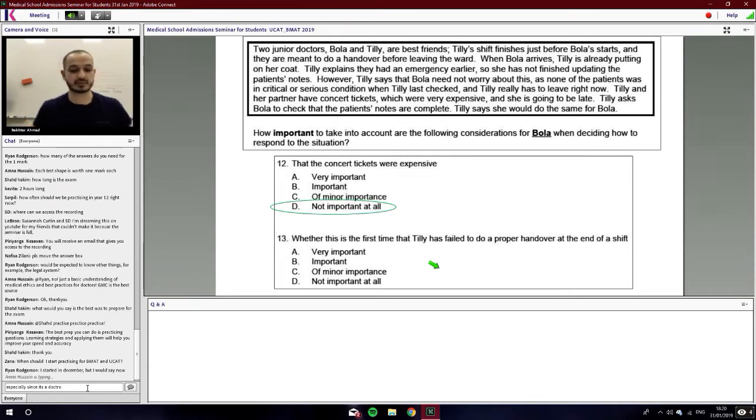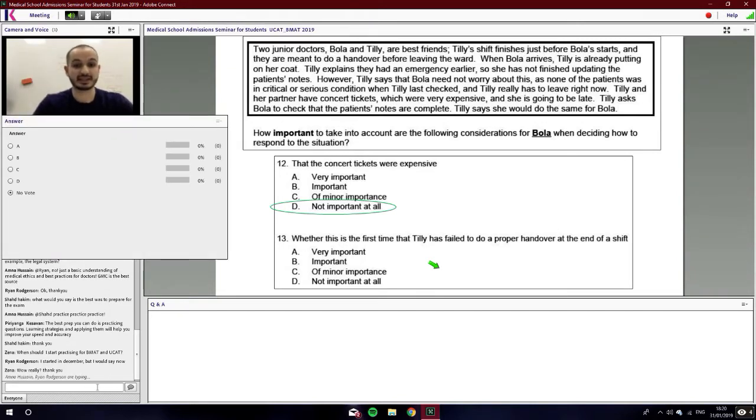Think of the situational judgment test as things that you should do rather than what you would do. A lot of the time, some people are like, I really want to go to the concert, but at the same time, you should stay and look after your patients. And then question number 13: how important is it whether this is the first time that Tilly has failed to do a proper handover at the end of a shift?